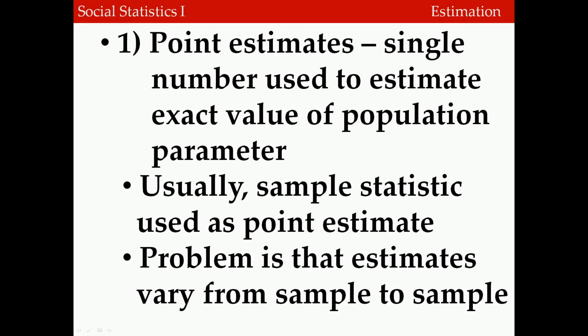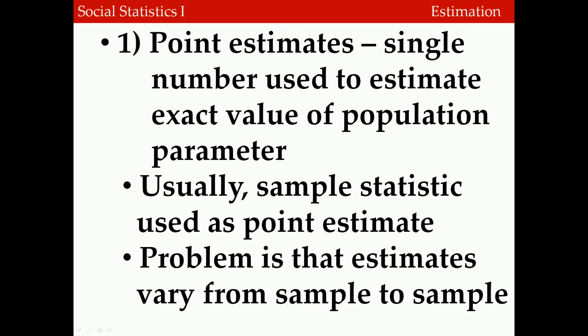and we could use that to estimate the income of the entire population. The problem with that approach is that estimates vary from sample to sample. So if we took a different sample and we calculated the sample income, we'd get a different answer. And so there's an inherent problem with using sample statistics to estimate population parameters. That is, they contain some kind of random sampling error. And so the sample statistic isn't going to give us the same estimate as the population parameter.